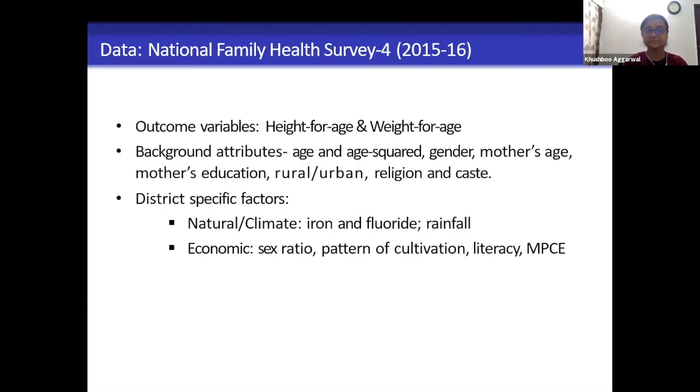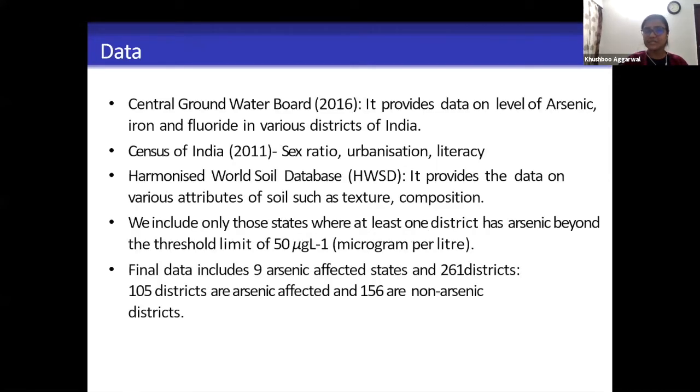Now, for this analysis, we have taken the data from the recent round of NFHS, that's 2015-16. Here, our main outcome variables are height for age, which is used to measure stunting, and weight for age, which is used to measure underweight. Now, apart from that, we have controlled for several background characteristics, maternal characteristics, and other socioeconomic indicators. Along with that, we have a host of district-specific characteristics, such as the presence of other contaminants, climatic factors, economic indicators, literacy, monthly per capita expenditure.